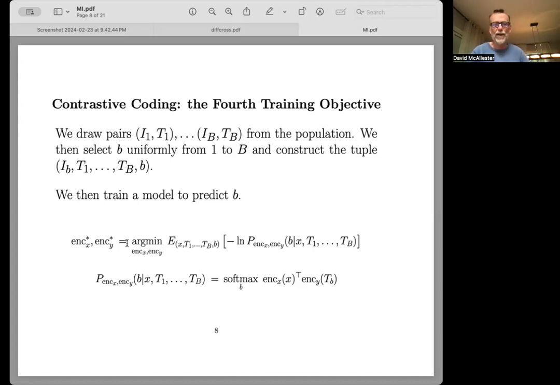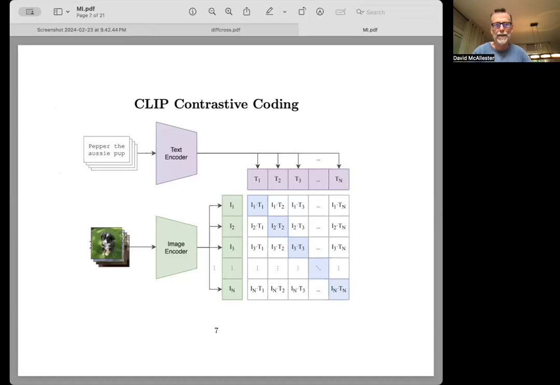Just writing this out in equations, we're going to train 2 encoders. That's something I didn't say earlier. Let's go back to this image. We're going to take the text and encode it as a vector, and we're going to take the image and encode it as a vector. What we're training are these 2 encoders.